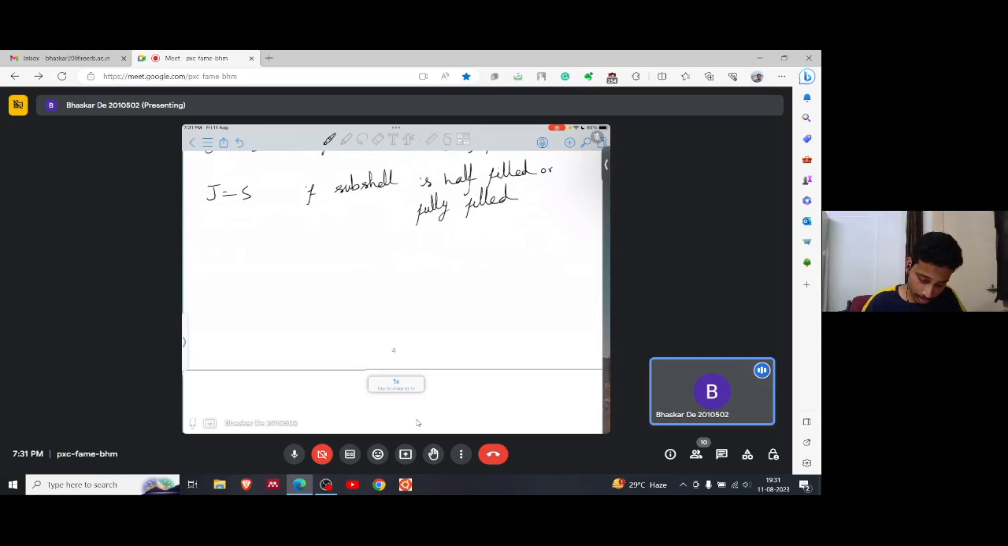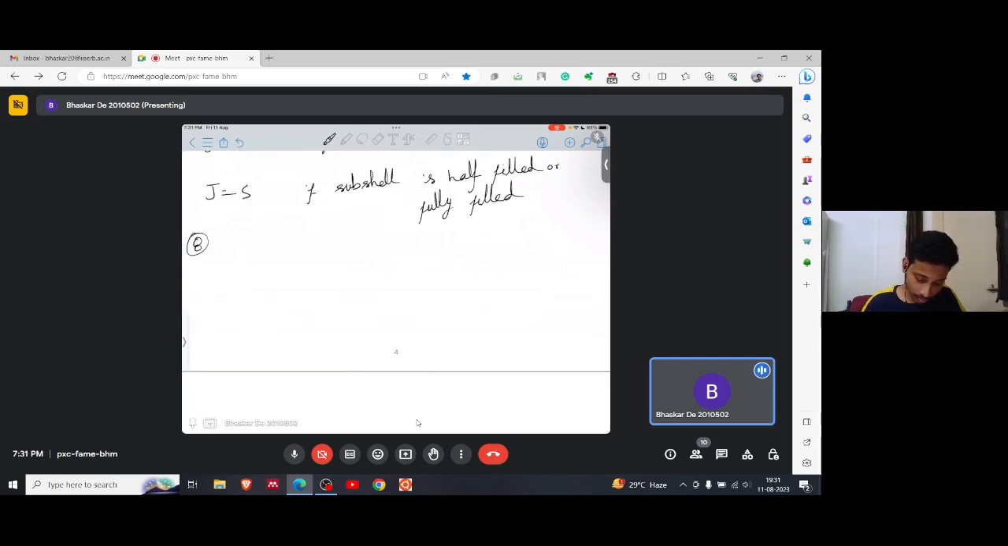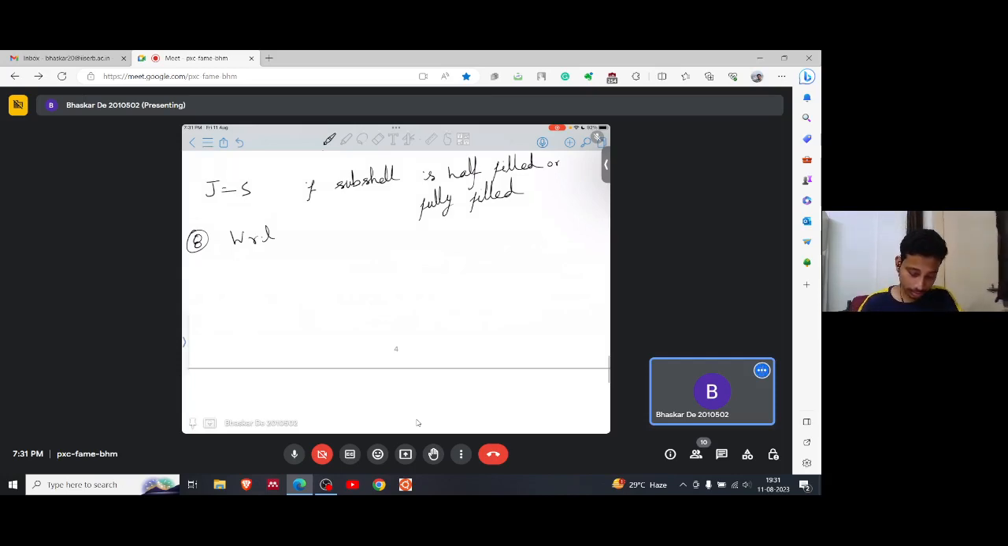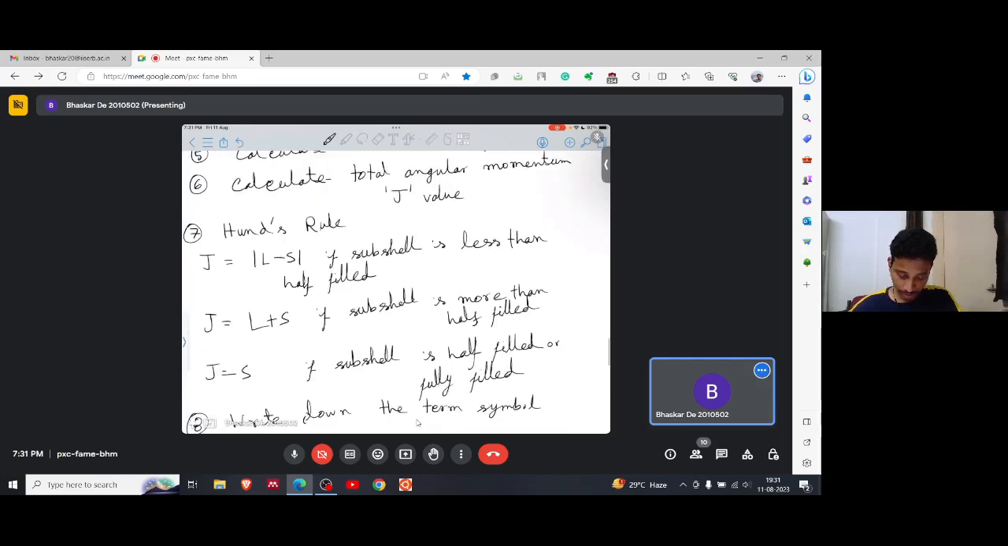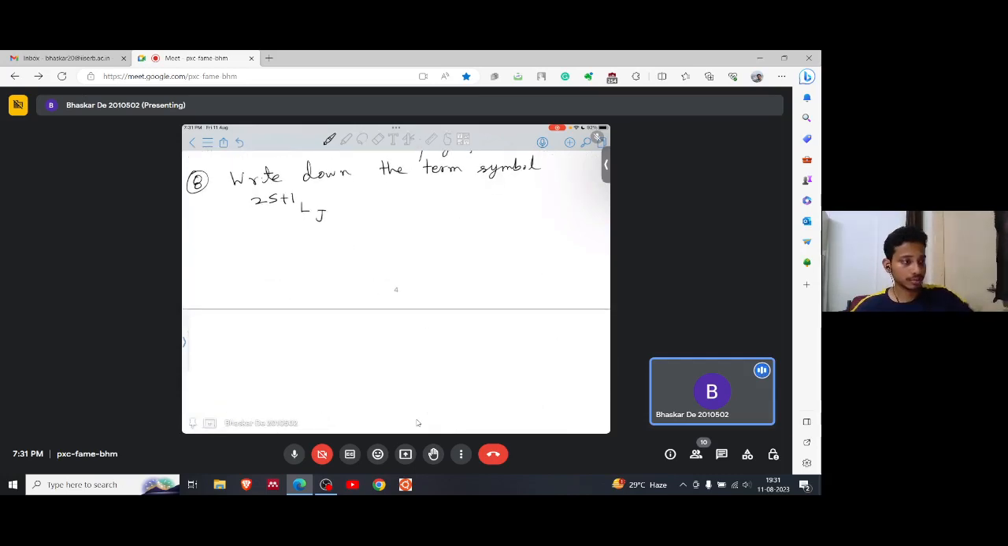Now after that, the eighth step or the final step is, as you have already got the values of capital S, capital L and capital J before this step, you can write down the term symbol 2S plus 1, L, J. So these are the 8 steps to calculate the term symbol.